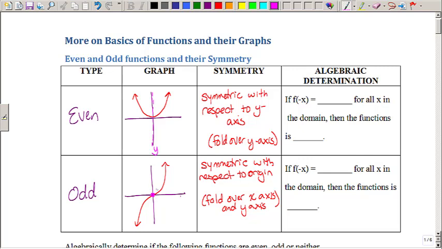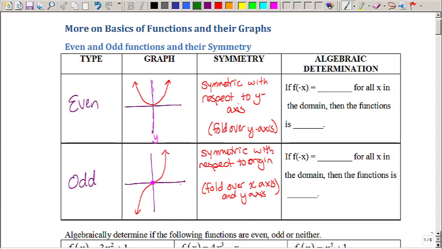So over the origin here, notice this branch right here, if I folded over the x, would come up above the x-axis, and then if I folded it again over the y, then the two branches would meet. And that's the symmetry of an odd function. Now let's take a look at the algebraic determination.